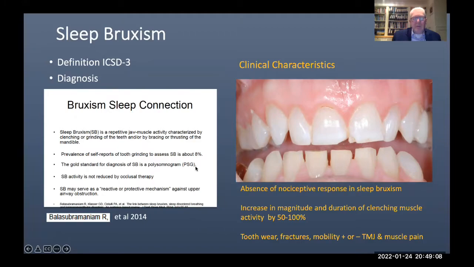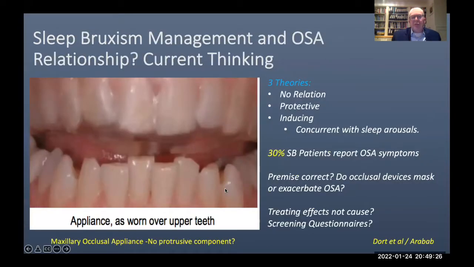will elicit and demonstrate bruxing activity. So it's the absence of the nociceptive and proprioceptive response in sleep bruxism that causes the damage, obviously, and it increases the magnitude and duration of clenching muscle activity significantly. So we know all the sequelae of this. What is not so clear is how is this related to sleep disordered breathing?